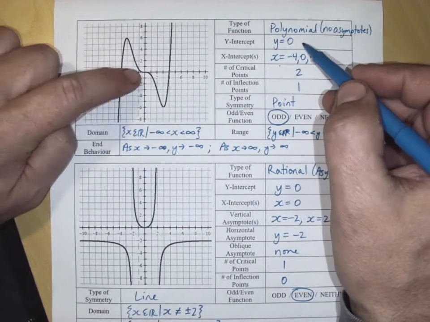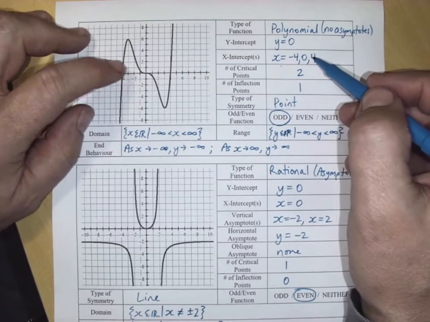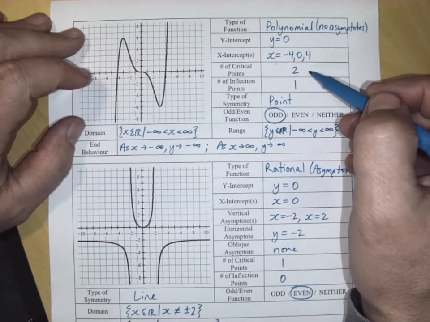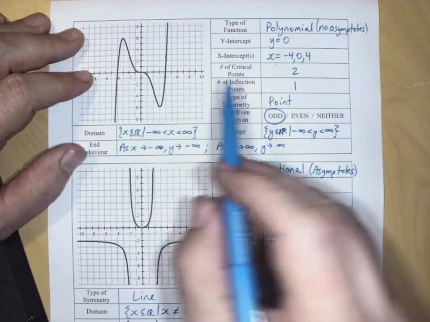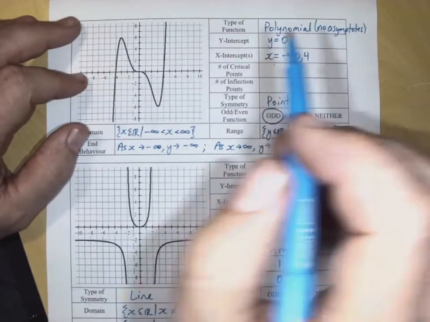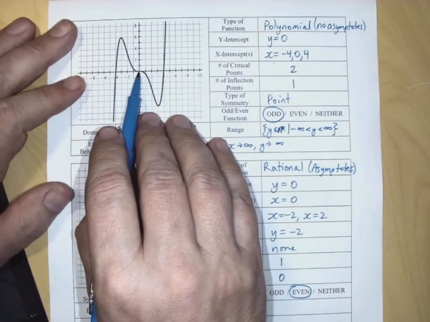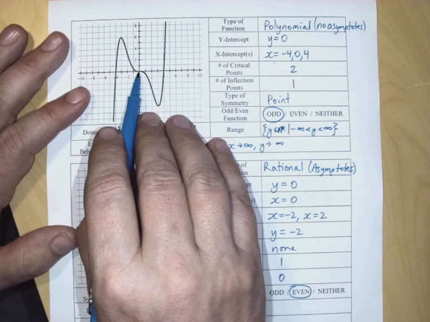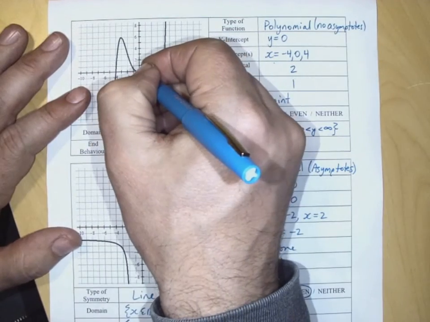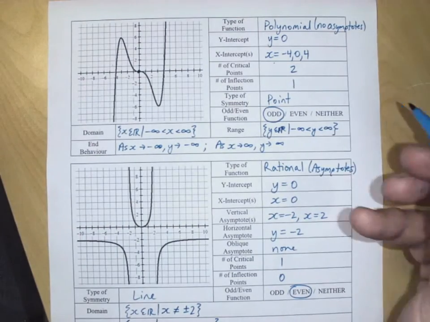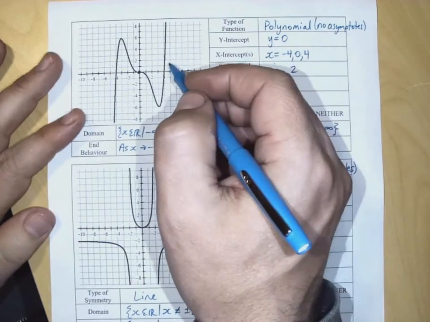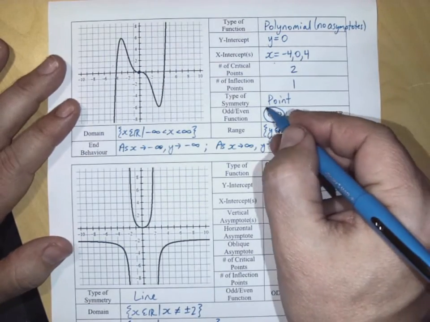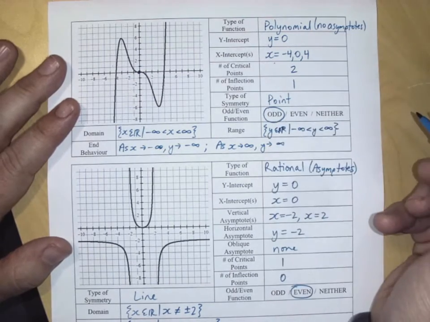It has a y-intercept of 0, x-intercepts at -4, 0, and 4. Critical points, there are 2 of them. One is here, one is here. Inflection points, 1 right here. Type of symmetry is point symmetry, and that point happens to be right there. So that if we rotated this 180 degrees, it would be the exact same graph. So therefore we have an odd function here.